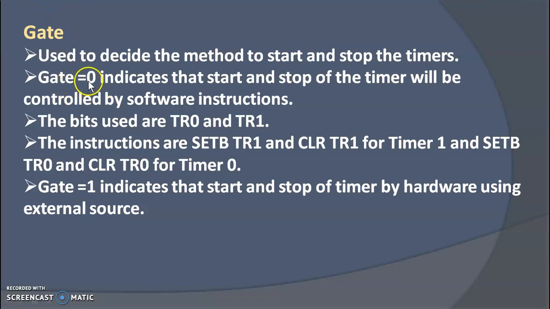If the value of gate bit is equal to 0, it indicates that the start and the stop of the timer will be controlled by giving some software instructions, and the instructions that are used for these are set bit TR1 and clear TR1. This is used to start the timer, this is used to stop the timer. Similarly, if we want to start and stop the timer by hardware with the help of some external source, then we have to set the value of gate bit to 1.